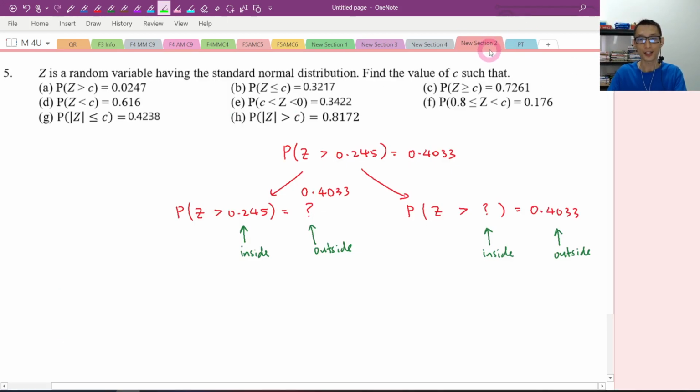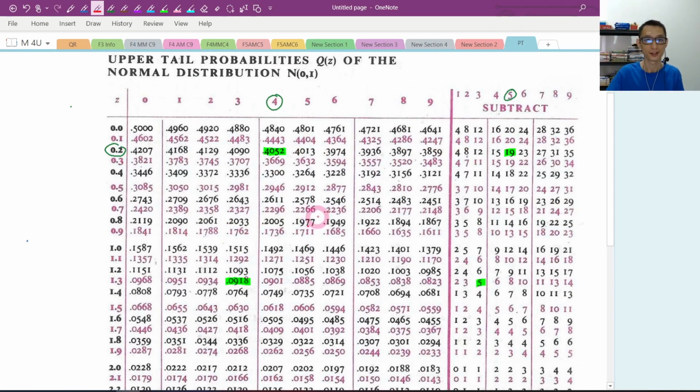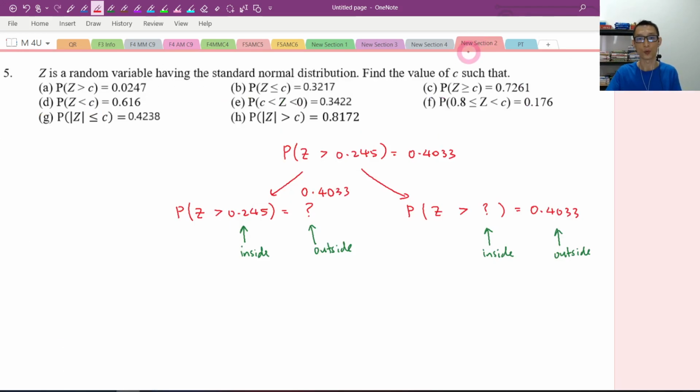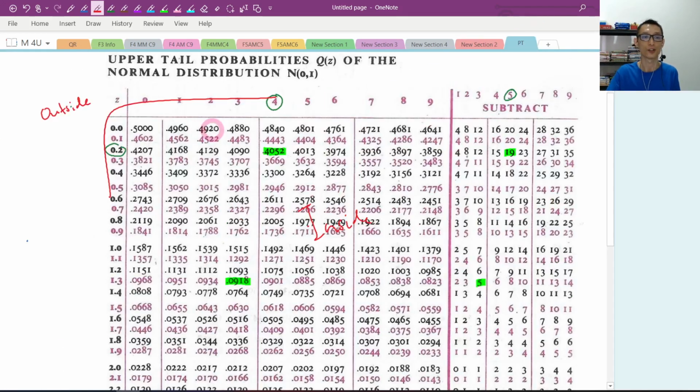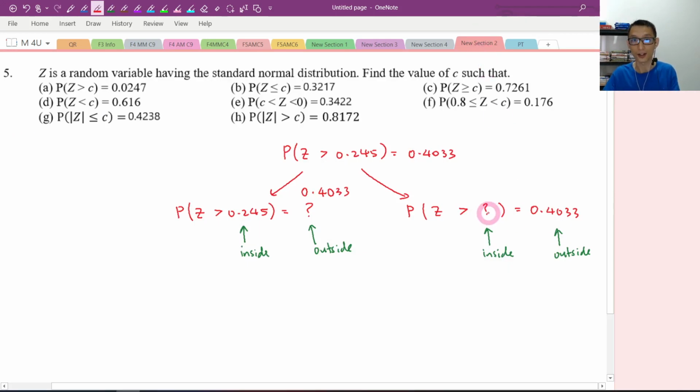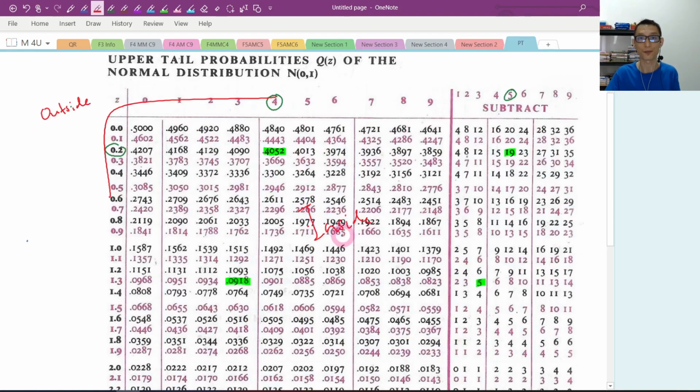Okay, so today we are going to go backwards. We are given the probability for a normal distribution. We want to find the range of the z value. Okay, same thing. Ask yourself, do you want to find the value for inside or outside? This is inside, right? So we start from inside. Here is outside. So just now we wanted to find the value for outside, right? So we started from outside. Now we want to find the value for inside, then we start from inside.